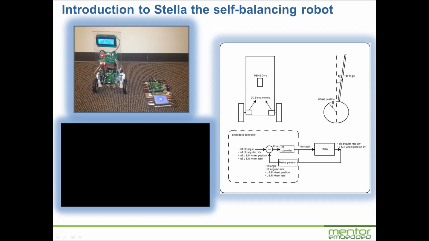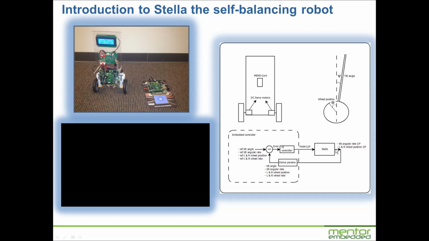It's worthwhile to note the notations we've used here. So psi is the tilt angle and theta is the wheel position. We'll be using this notation later during the demo. This is the embedded control loop that basically enables balance control on Stella. This part is the embedded controller that's implemented as a Nucleus thread that runs as software on the processor. And this is Stella itself, the robot plant.